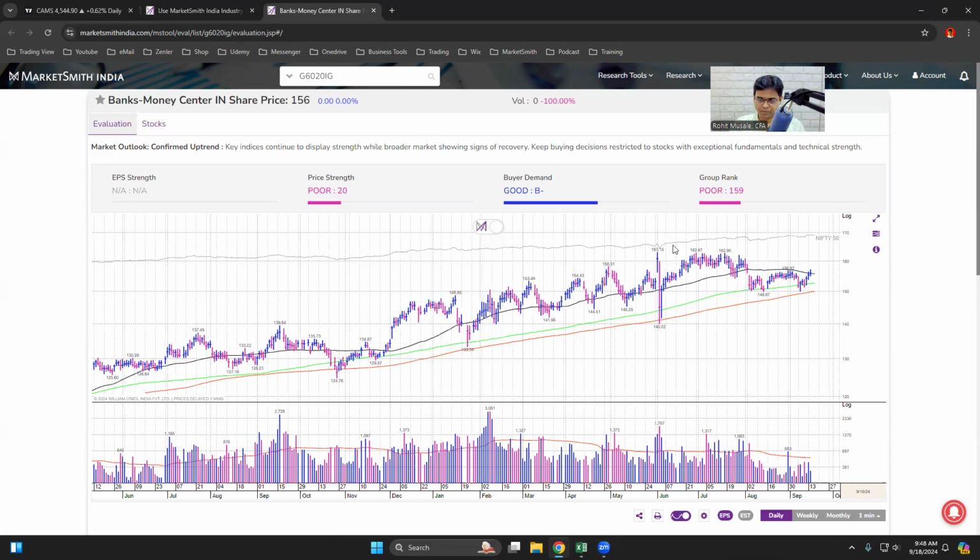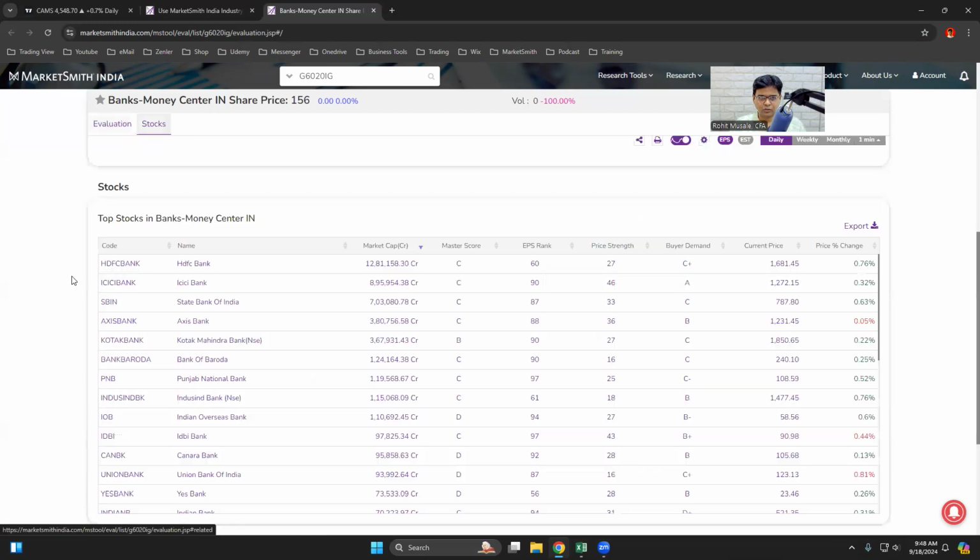But look at the performance in the past, at least from April, it has just gone flat. It has not moved anywhere. So if we look at the financial year performance, the performance has been flat. The price strength is poor, group rank is poor, buyer demand is there because there are large cap stocks in this industry. Then you click on stocks.